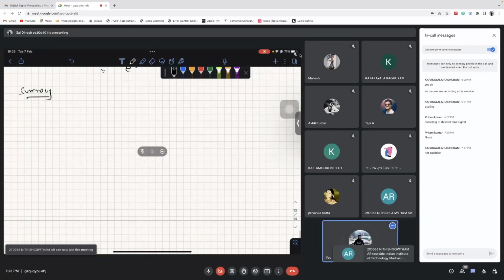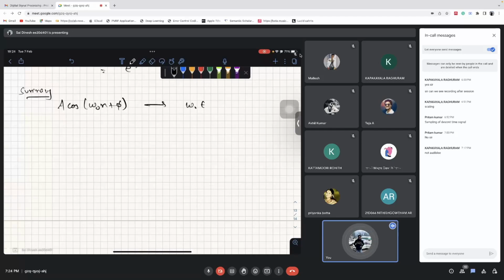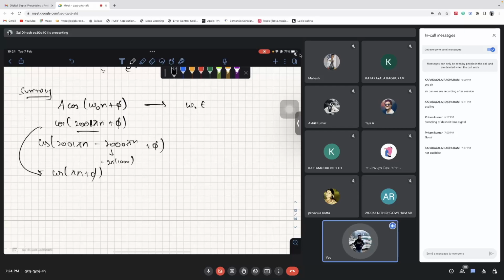In the case of cos(omega naught n plus phi), whatever signal you have, for example cos(2001 pi n plus phi), this can simply be brought to cos(2001 pi n minus 2000 pi n plus phi). This is equal to 2 pi into 1000, right, plus phi, and this can be brought to cos(pi n plus phi). So we have brought cos 2000 pi n to cos pi n. So this is what I was talking about.